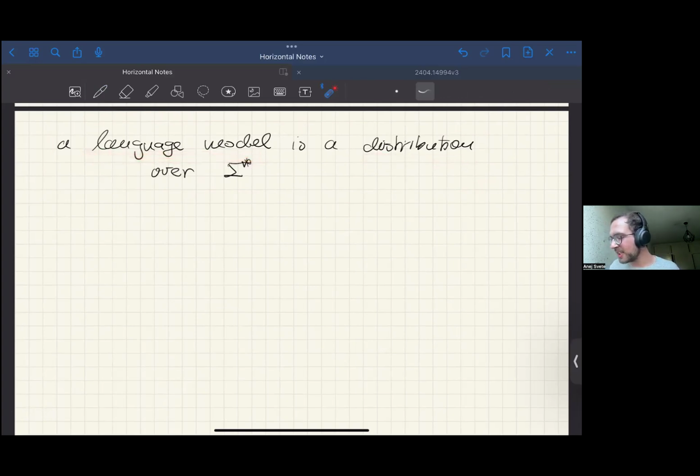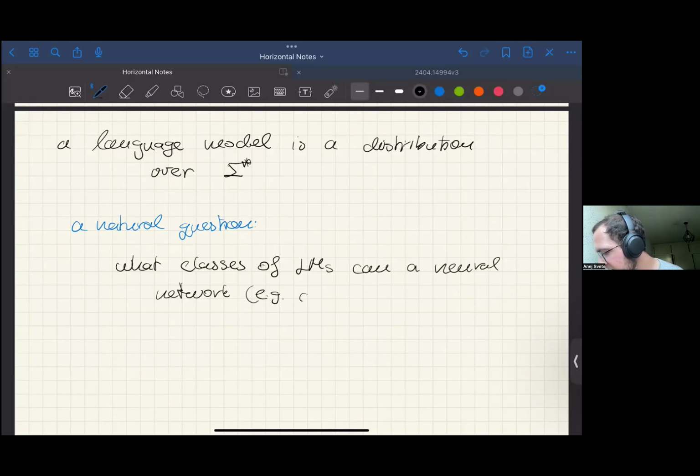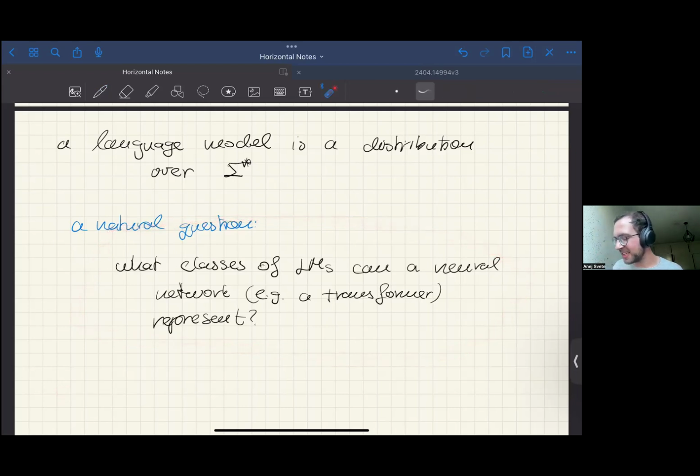that a language model is a distribution over Sigma star, a natural question is then not just what kinds of automata it can simulate, but also, I'm going to write a natural question: what classes of LMs, so distributions over strings, can a neural network, e.g. a transformer, represent? This has been a core question for a few of my recent papers.